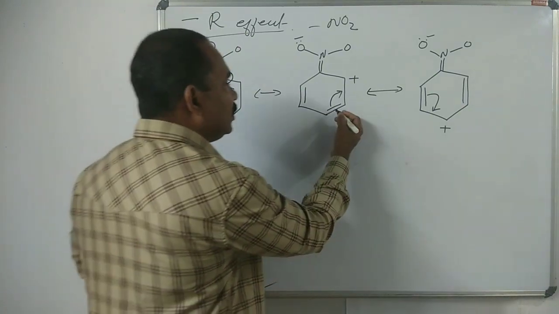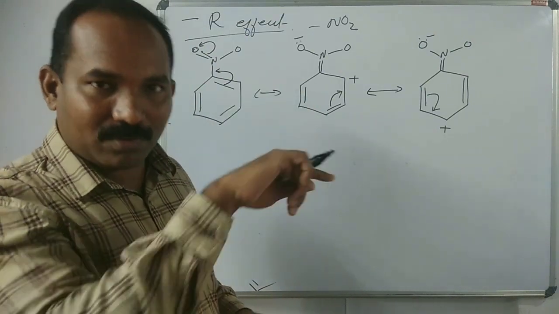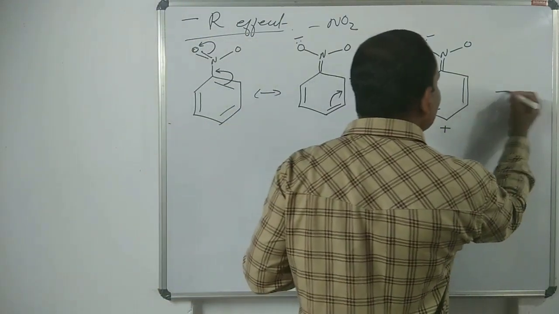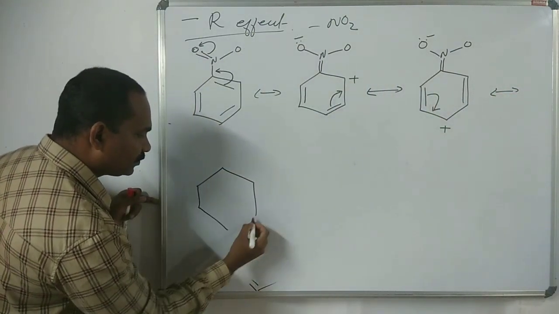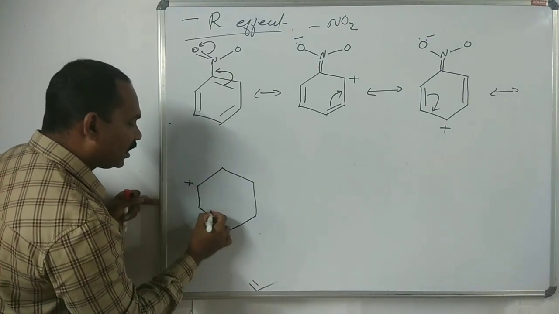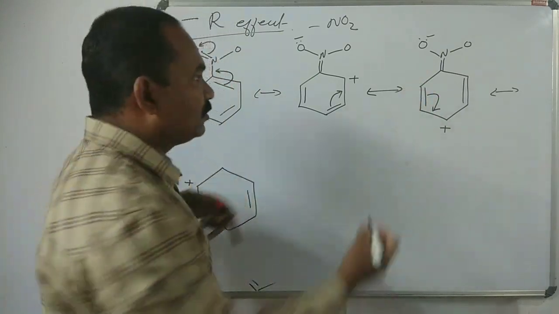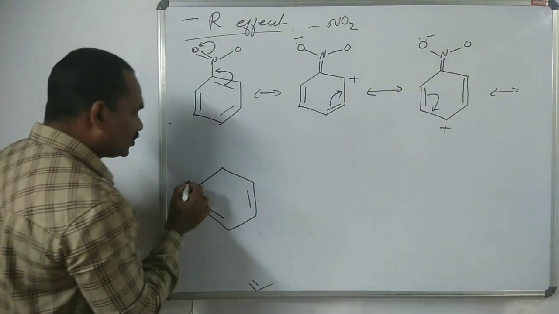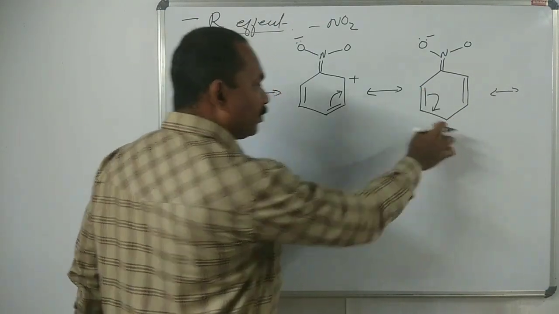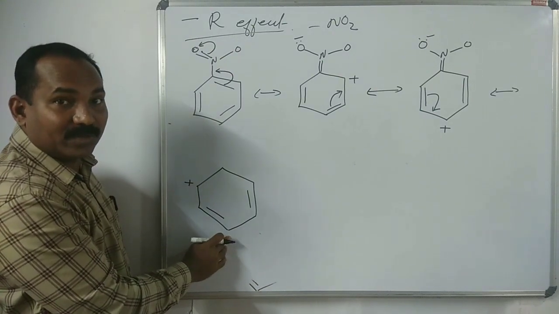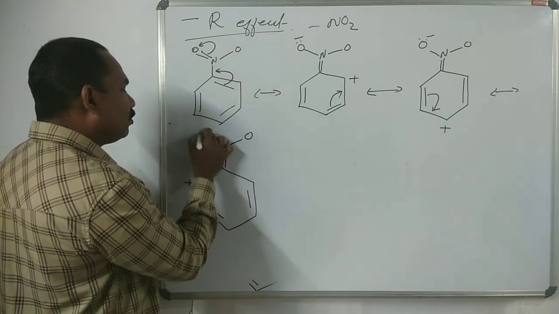You can also draw in this direction, no problem, but it is easier to show inside the ring. Then what is the next structure? I wrote here: the positive charge is on this carbon atom. The atom that loses an electron becomes positive. This carbon loses an electron, that's why it is positive, and the electron is given to this carbon, so positive becomes neutral. Double bond N, O minus.